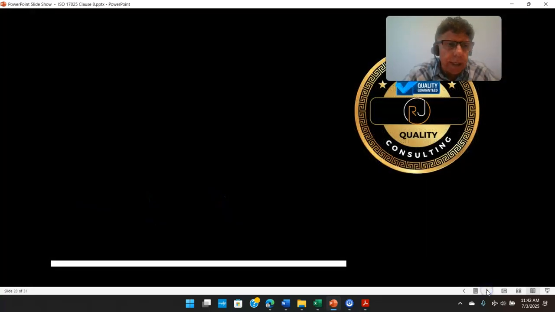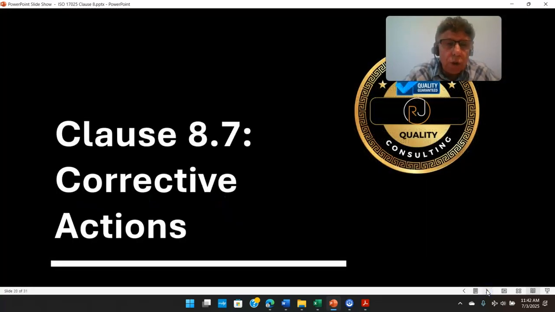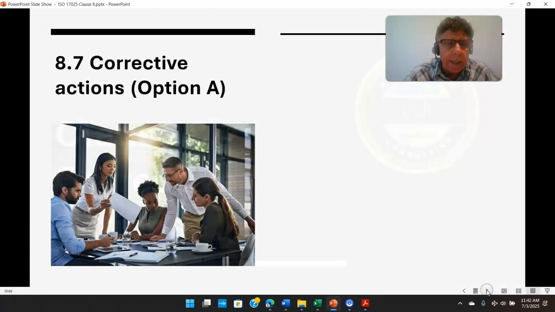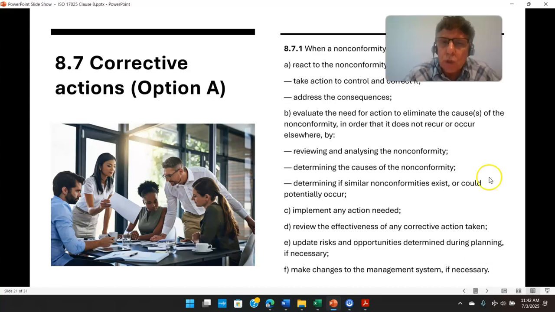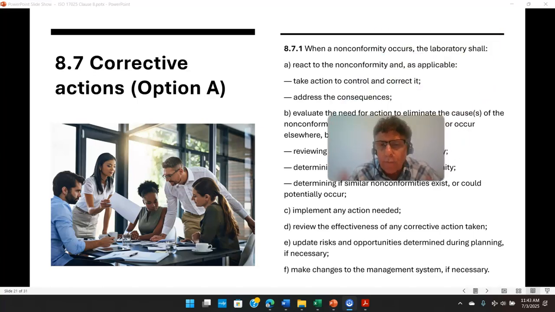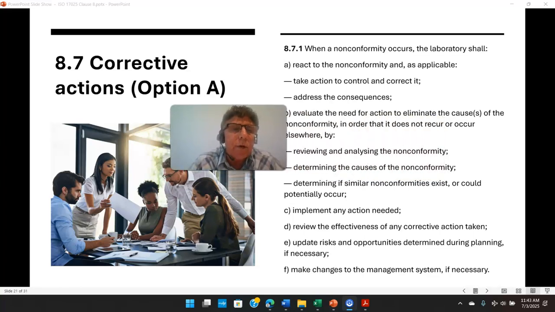Then we move on to section 8.7, which is corrective actions. So corrective actions, there's no requirement for a procedure. However, in section 7.10, there's a requirement for a non-conforming work procedure, and oftentimes that could overlap into section 8.7. So those two requirements are kind of intermingled.